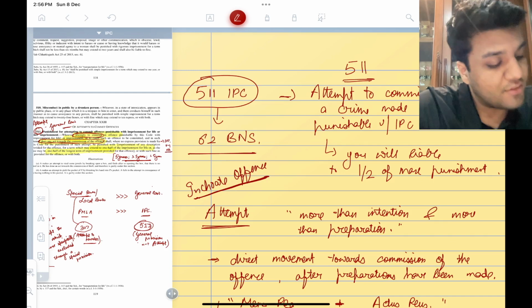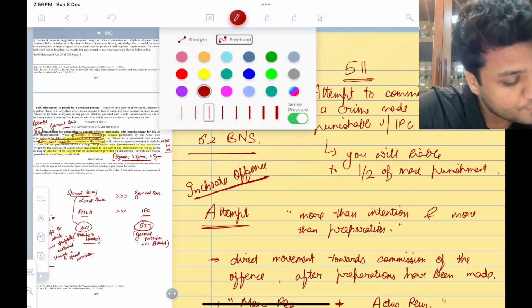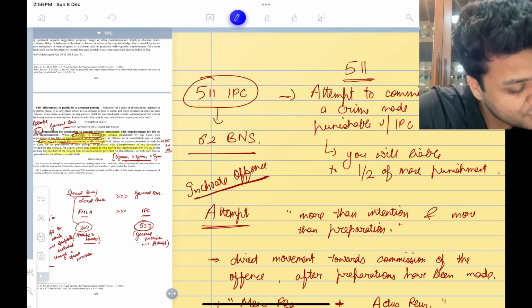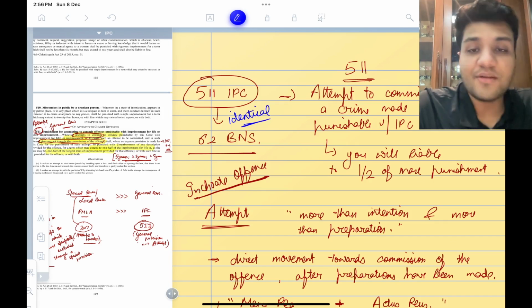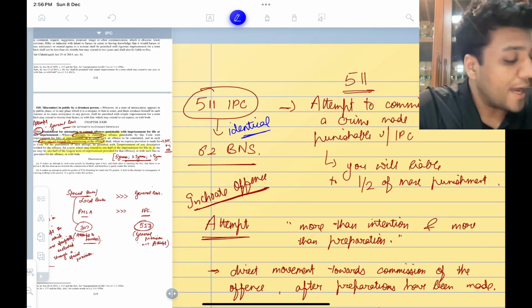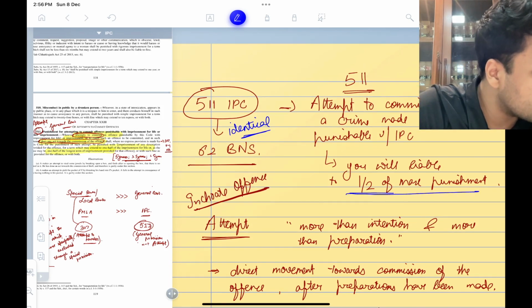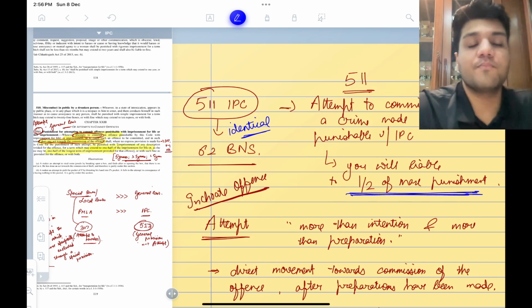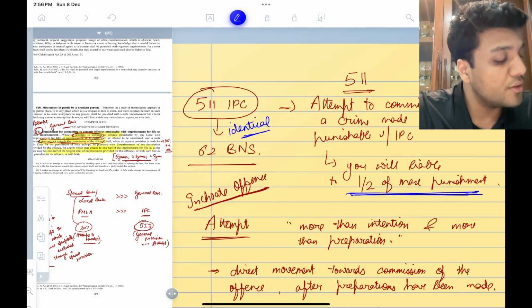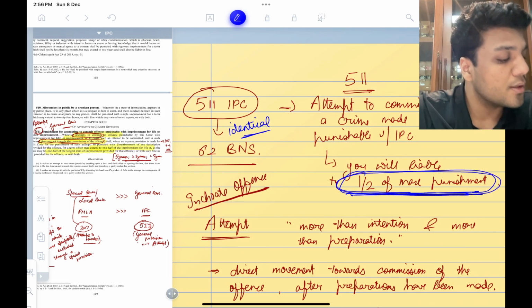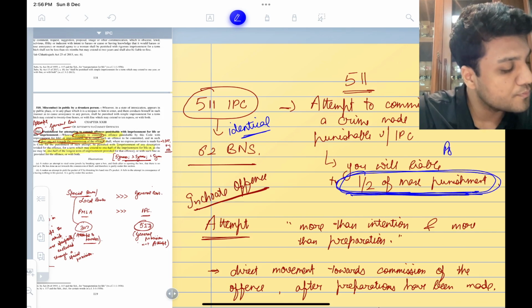Right? So 511 is identical. 511 and section 62 are identical. Right? I hope that's clear. Now, it says that 511 deals with attempt to commit a crime made punishable under the IPC. And as we've noted before, if you're convicted under section 511, you will be held liable for 1/2 of the maximum punishment for that offense that you are attempting. Right? This is the penal provision.